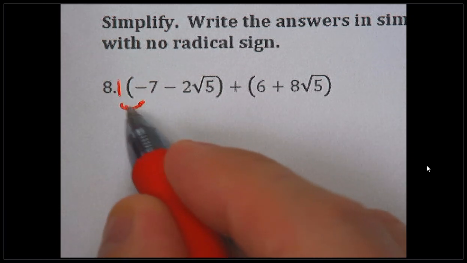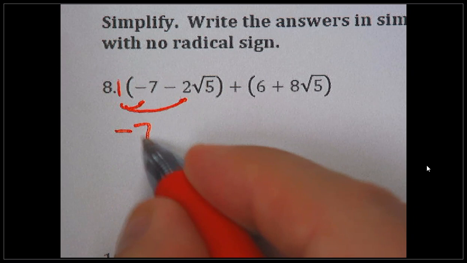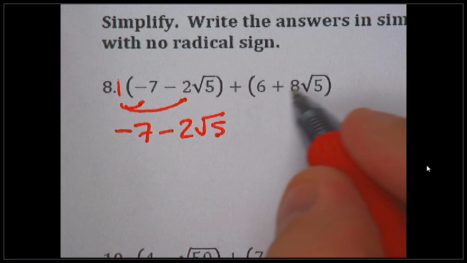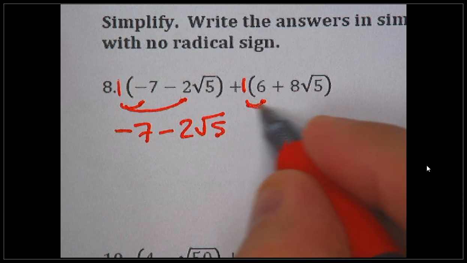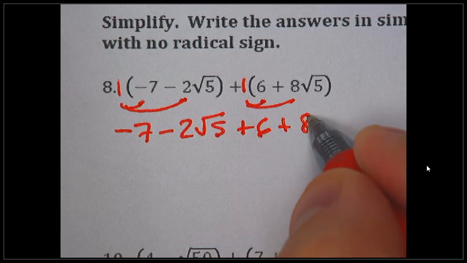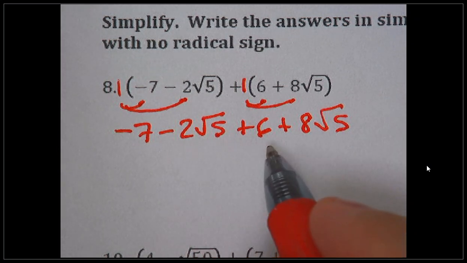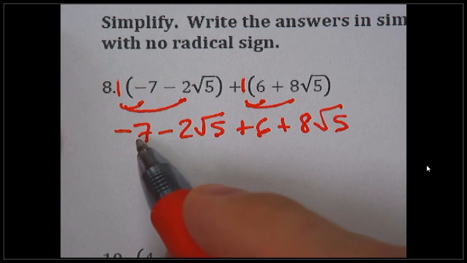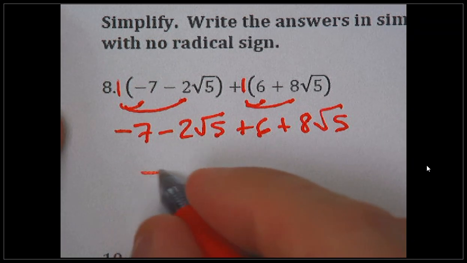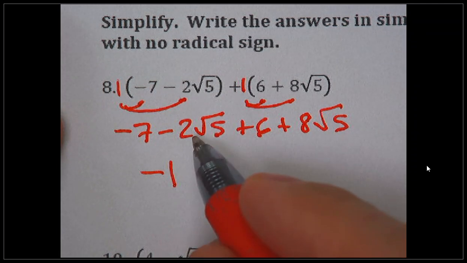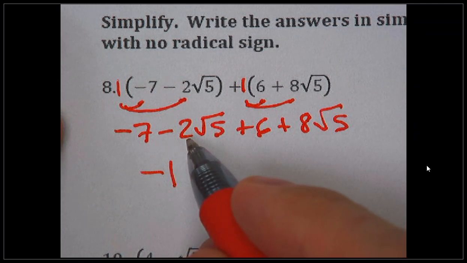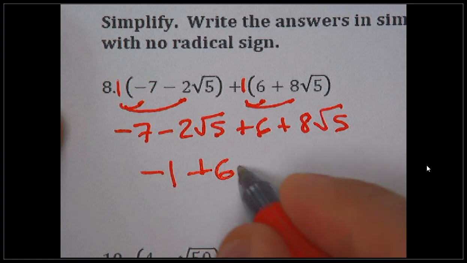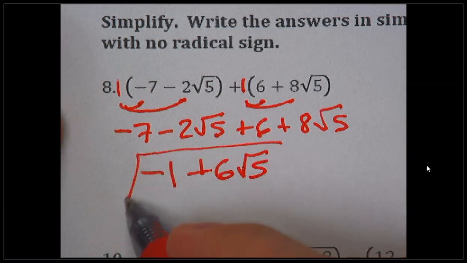And I'm going to distribute that throughout the parentheses, and that's going to give me negative 7 minus 2 times the square root of 5. There's an implied 1 in front of these parentheses. When I distribute that, I'm going to get 6 plus 8 times the square root of 5. When I combine my like terms, negative 7 and 6, those are like terms. I'll combine those, so negative 7 plus 6 is going to give me negative 1. And then I'm going to combine my square roots of 5. I have negative 2 of these square roots of 5 here, and 8 of the square roots of 5 here. Together, I have 6 of these square roots of 5. So this becomes my simplified answer.